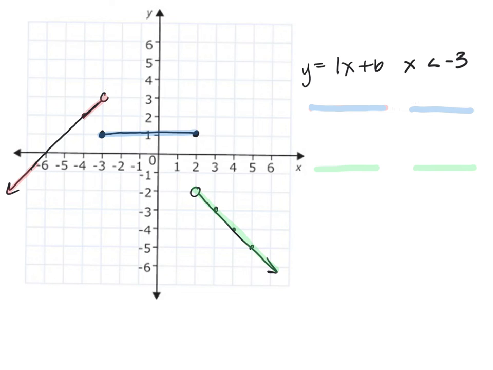You with me? I want to see the front of your face, not the back of your head. Here we go. What's the equation of this line? Y equals 1. Where, for what x's does this exist? What domain? From -3 all the way to 2.